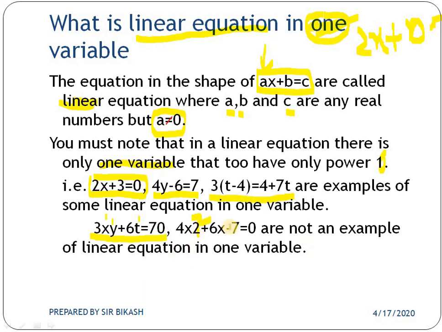Why is it not an example of a linear equation in one variable? Because it is not linear. Linear means what? Power is 1. You must say power is 1. Okay, so in here power is 2, so it cannot be a linear equation in one variable. Okay, let us go to the next slide.